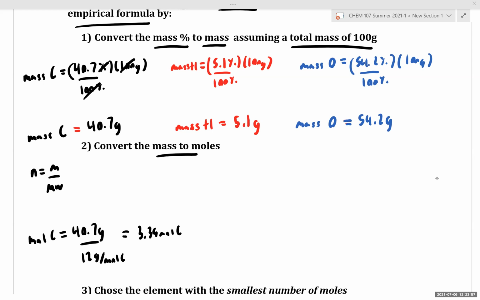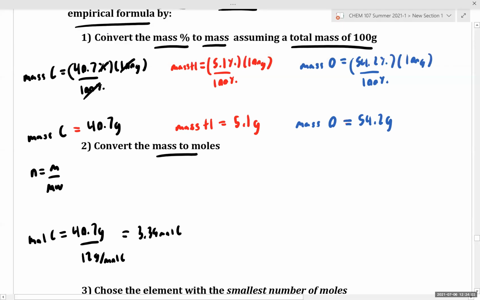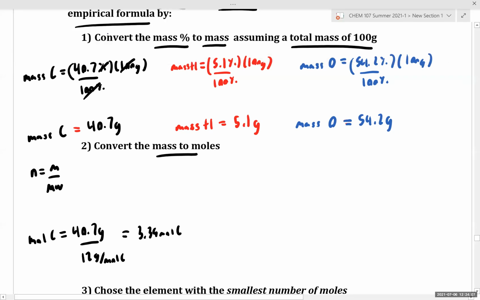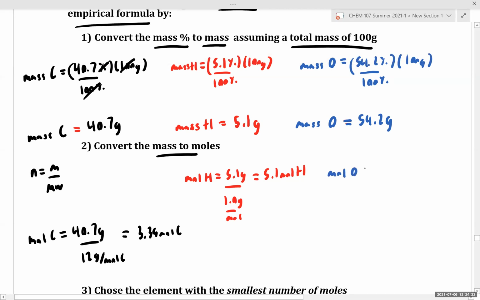5.1 for oxygen? Oh, okay. Oh, for oxygen or hydrogen? Hydrogen, sorry. No worries. So we can calculate the moles of hydrogen by taking the mass of hydrogen over the molar mass. And that in turn gives us 5.1 moles of hydrogen. Wonderful, that's exactly correct.